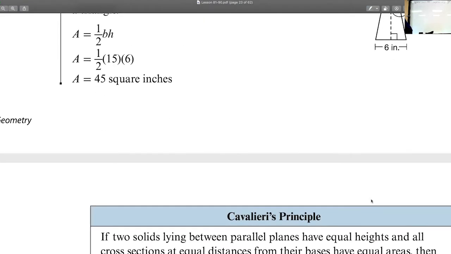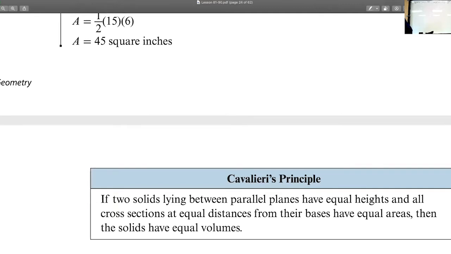All right. Here's a fancy principle. Cavalieri's principle says if two solids lying between parallel lines have equal heights and all cross sections at equal distances from their bases have equal areas, then the solids have equal volumes. That sounds really confusing, doesn't it? I need a visual because that definition is just way over my head.